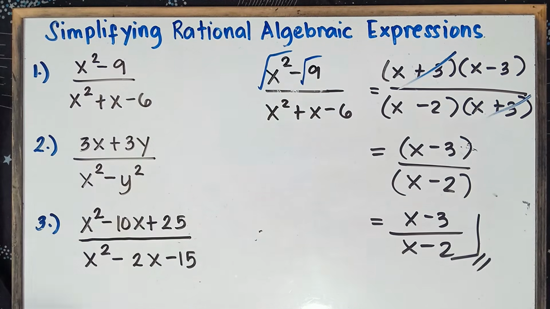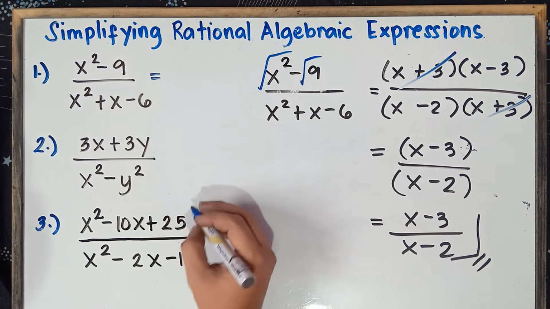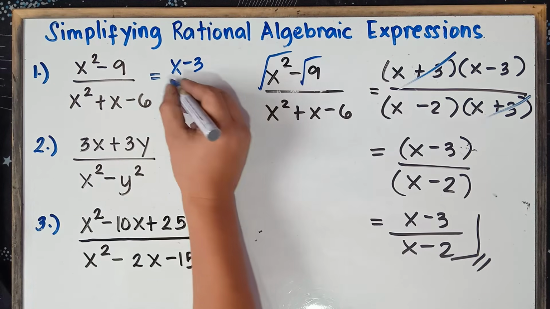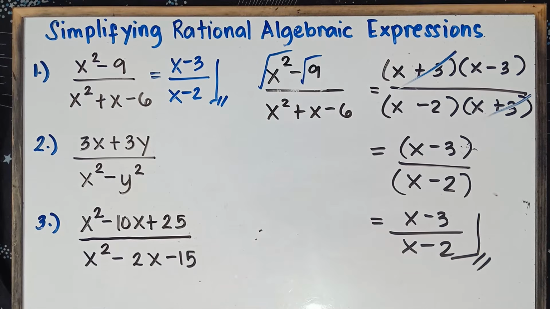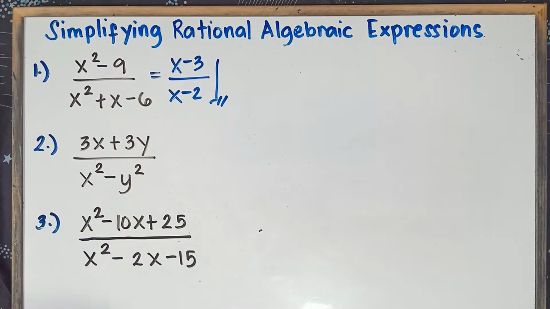All set. That's the answer, class, with regards to example number 1. That would be x minus 3 over x minus 2. All set, class, with regards to example number 1. Alright, so let's proceed now to example number 2.